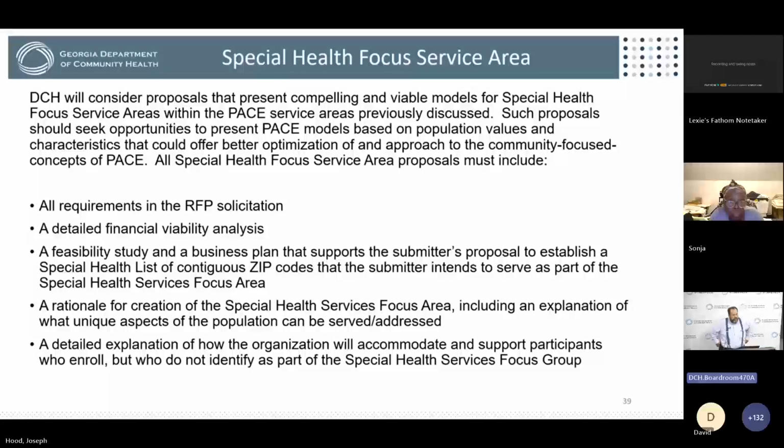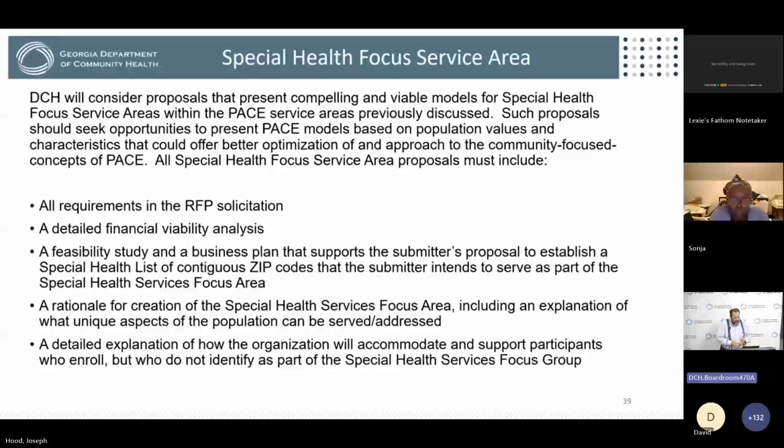We will also consider proposals that present compelling and viable models for special health-focused service areas within the PACE service areas previously discussed. Such proposals should seek opportunities to present PACE models based on population values and characteristics that could offer better optimization and approach to the community-focused concepts of PACE. All special focus service area proposals have to include all the requirements in the RFP solicitation. So you can't get out of anything that is in the RFP solicitation.